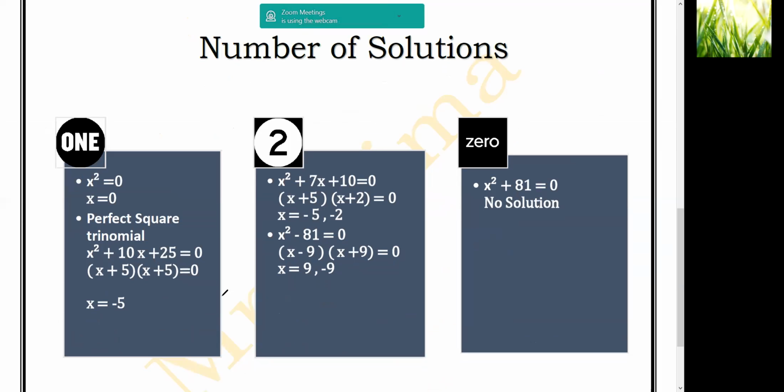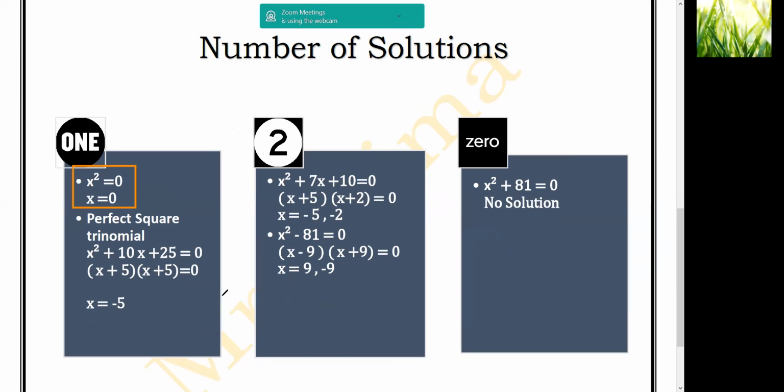Now let's talk about the number of solutions. For the number of solutions, you have to know that if x squared equals 0, in this case we have only one solution, which is 0.